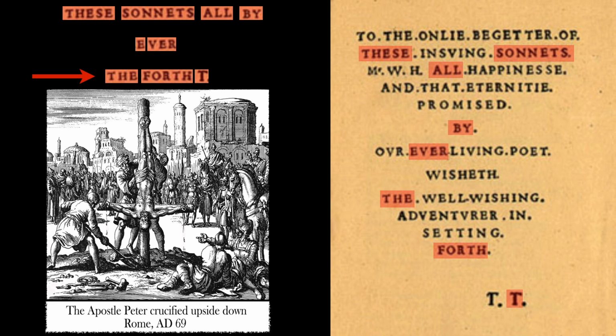The 4th T, if the 3 T's on Calvary are Christ and the 2 thieves, the 4th person to be crucified was St. Peter, who had denied Christ 3 times, and when he asked to be crucified, he said, "Please crucify me upside down. I'm not worthy of being crucified the same way as my Lord." So the 4th T is an upside down tau cross.